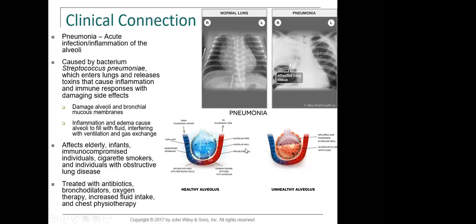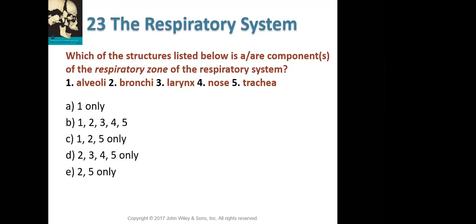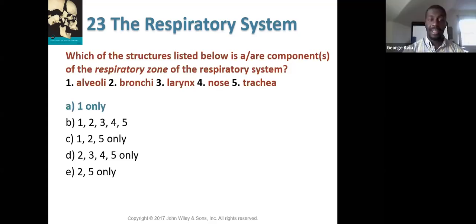Okay. All right. So now moving forward here. So question. Which of the structures listed below is or are parts or components of the respiratory zone of the respiratory system? We have the alveoli, the bronchi, the larynx, nose, or the trachea. I think it should be the alveoli. Right? Alveoli. Yes. Right. So just the alveoli.